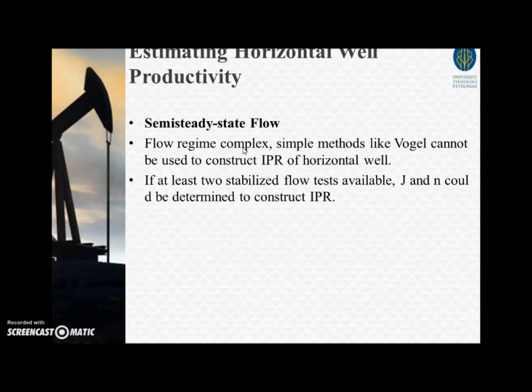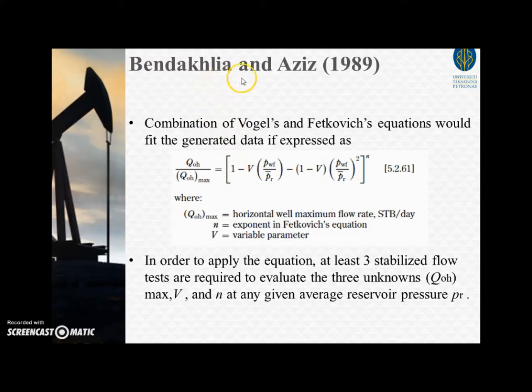Now let's take a look at the horizontal well productivity under semi-steady state flow. Simple methods in this semi-steady state flow, like Vogel, cannot be used to construct the IPR of horizontal wells. Therefore, the following methods are used to calculate PI for horizontal wells under semi-steady state flow. It's Bendakhlia and Aziz. Bendakhlia and Aziz used a reservoir model to generate IPRs for a number of wells and found that a combination of Vogel and Fetkovich method would fit the generated data.